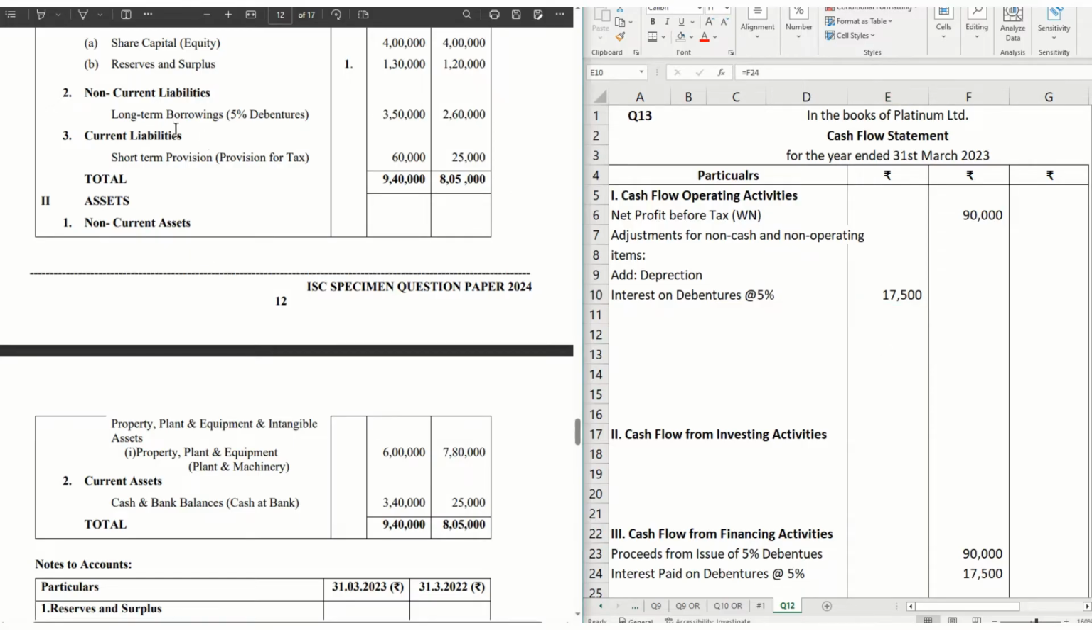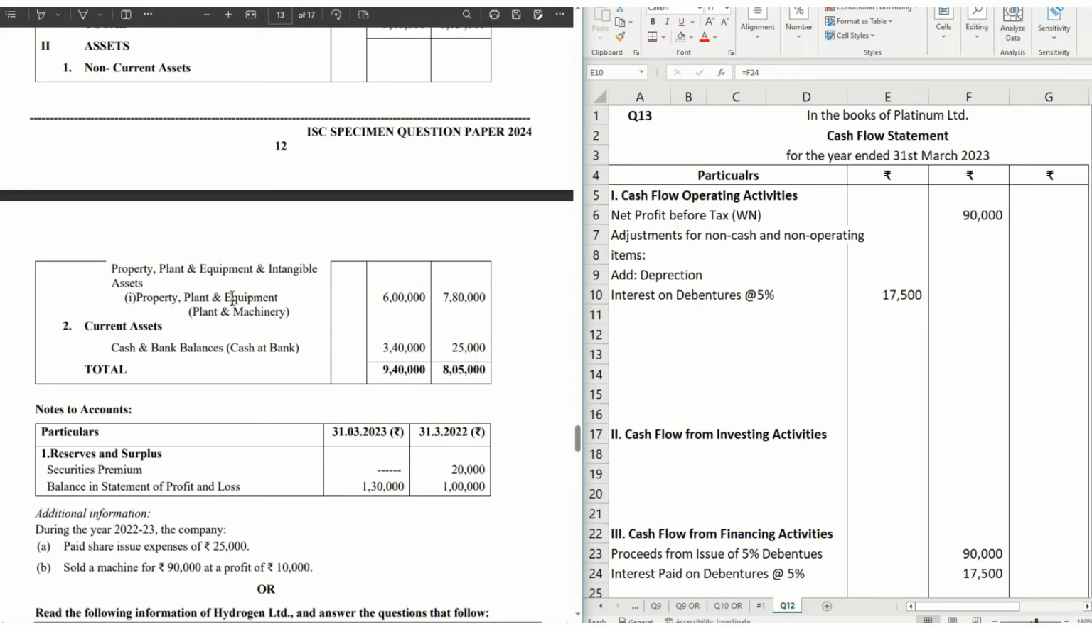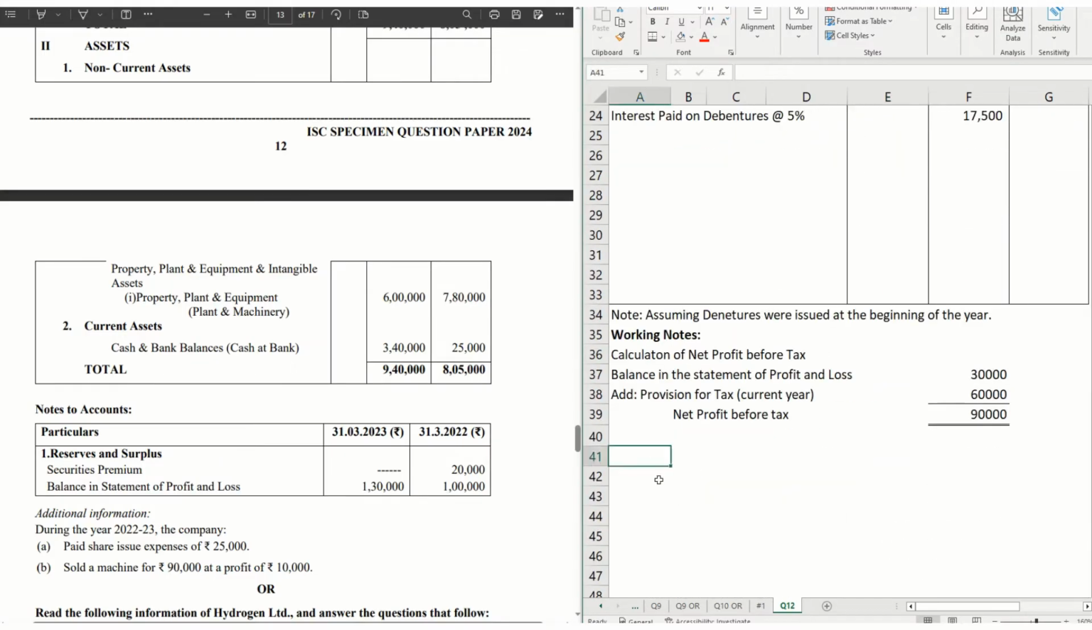Interest on debentures sorted. Short-term provisions. We will come to tax paid at the end of operating activities. Next, what do we have? Property, plant and equipment. We have a decrease in value, and the additional information says that there was a sale of machinery at a profit. Let's come to the working notes and prepare the plant and machinery account, the T format, for ease of understanding. Let's do that.